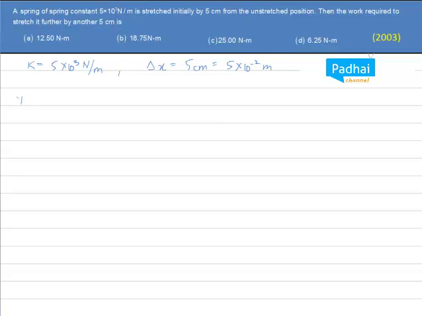So that means initially there was some potential energy. Potential energy initial was how much? It is always half K x square, where x is the extension. That means half into 5 into 10 raised to power of 3 into 5 into 10 raised to power of minus 2 whole square, right? So this will be equal to what? 125 by 2 into 10 raised to power of minus 1, right? This is the initial potential energy.